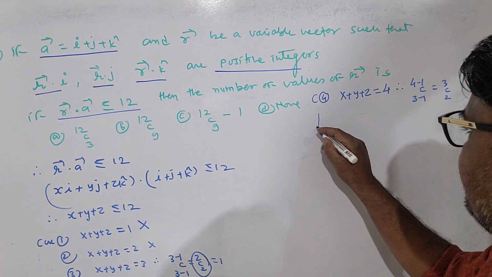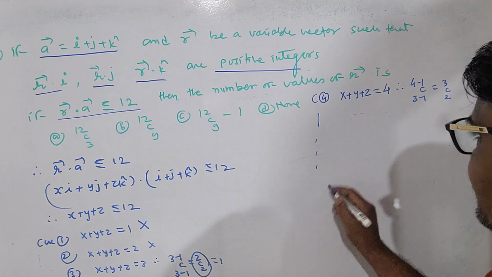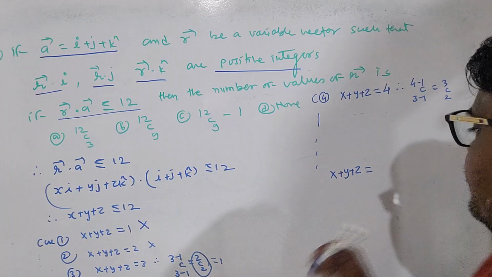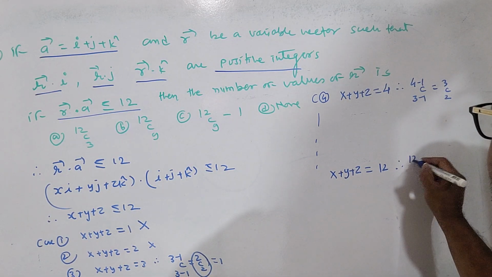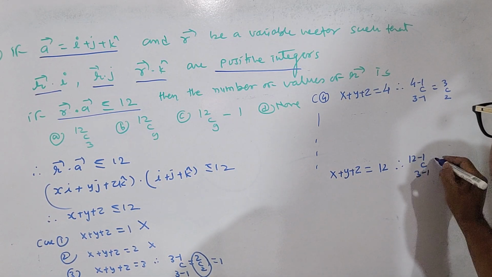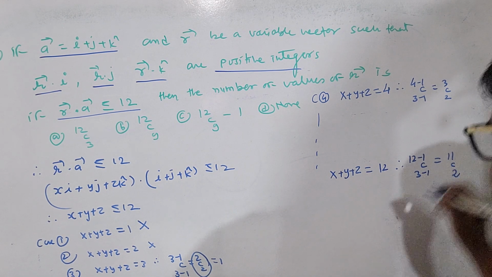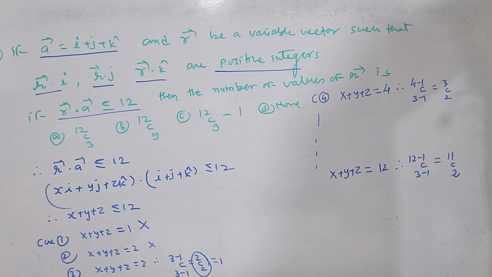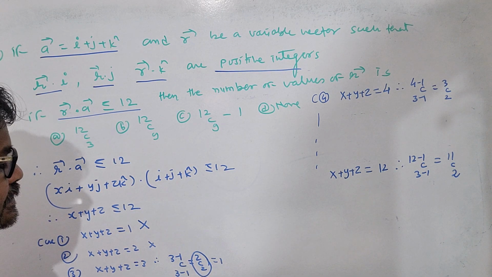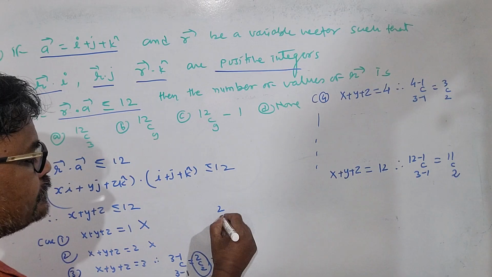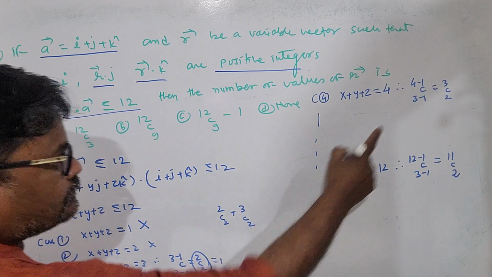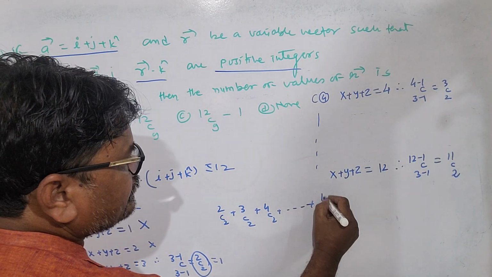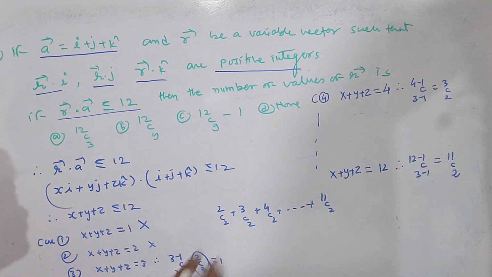So finally you can have the last case. Correct? When x plus y plus z equal to 12. So that will be definitely 12 minus 1 C 3 minus 1, that is 11C2. Correct? 11C2. Got it? Now you can sum all the solutions. So this solution is 2C2 plus 3C2 plus 4C2, like that we are going up to 11C2. This is your answer. You have to now simplify.